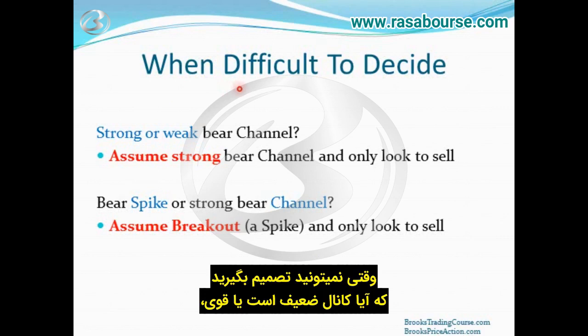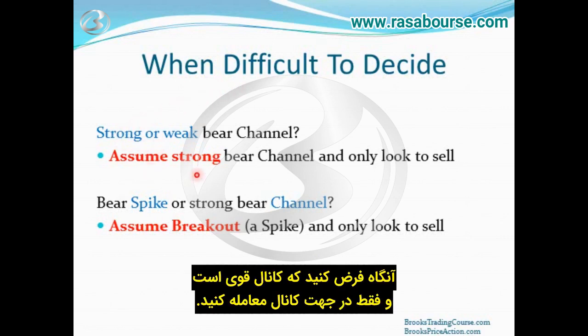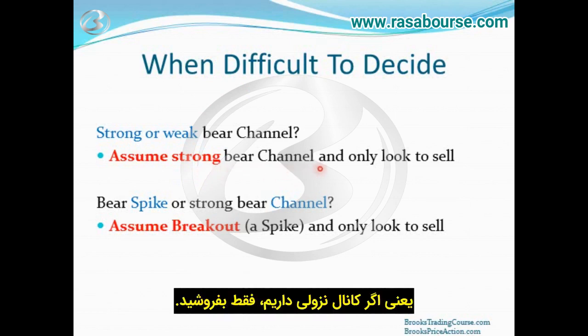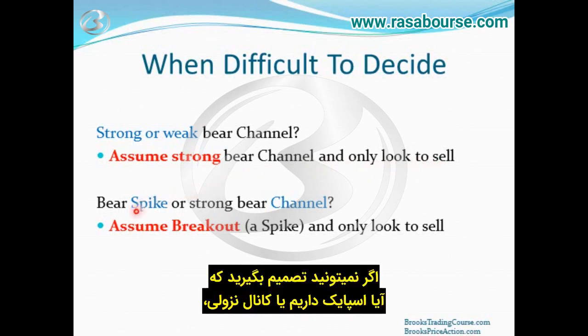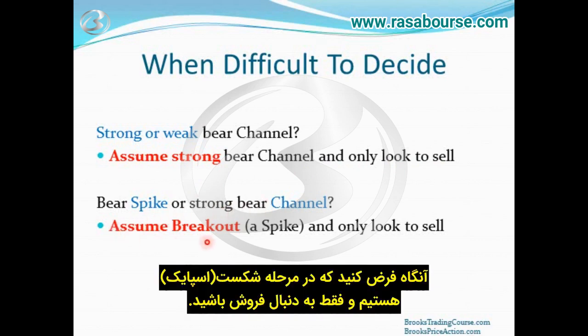When you're having a hard time deciding whether the channel is weak or strong, assume that it is strong and only trade in the direction of the channel. A bear channel, only look to sell. If you can't decide whether or not the market's still in the spike phase or if it's in a strong bear channel, assume it's a breakout, a spike, and only look to sell.